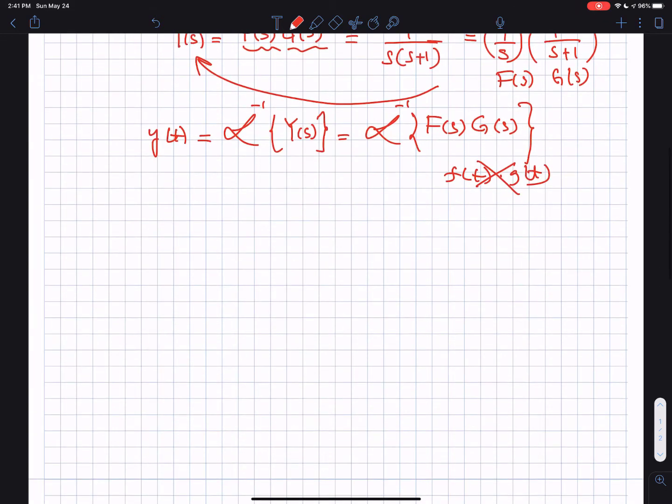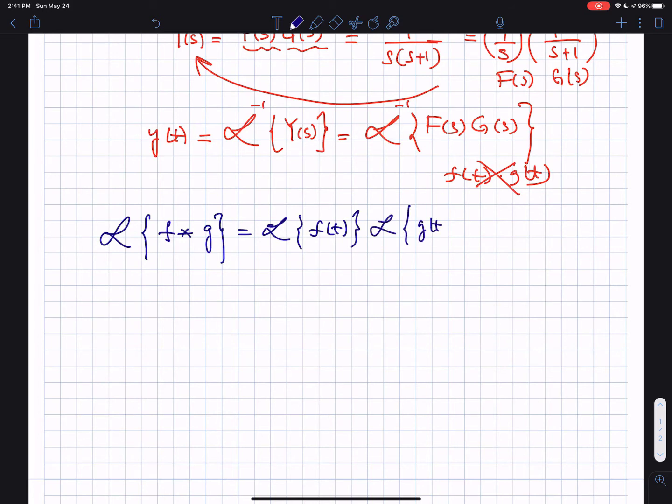I hope you guys see the idea here. So one more time I'll write it. The Laplace transform of f convolved with g, instead of going through the integral definition, we'll just say that's the Laplace transform of f of t times the Laplace transform of g of t, which is basically F of s times G of s. And there is the definition of the Laplace transform of a convolution.